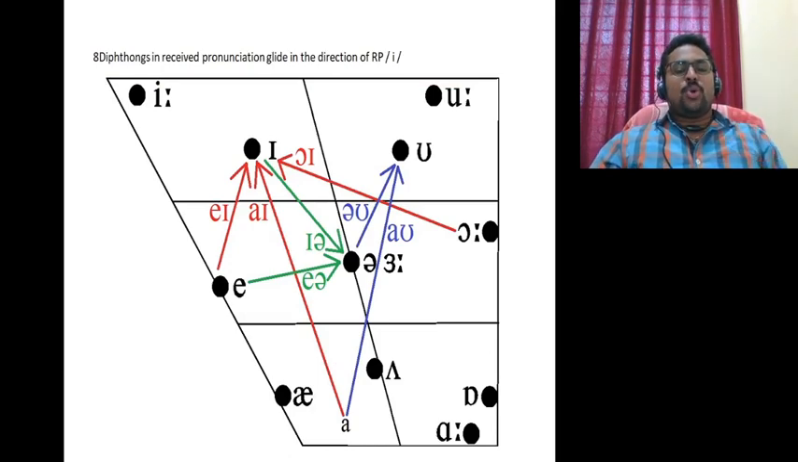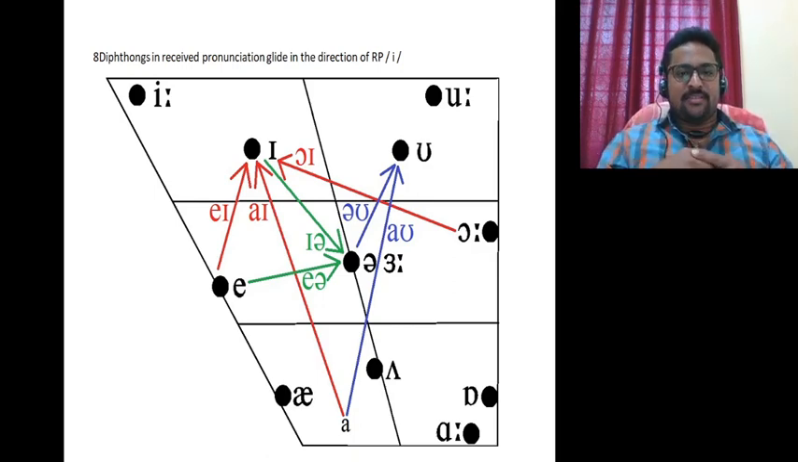If you look at the diagram, we know the received pronunciation diagram. In the previous class also we discussed this diagram. At the exact part of our tongue, while you are pronouncing these vowels, that part of our tongue becomes a little bit strong.